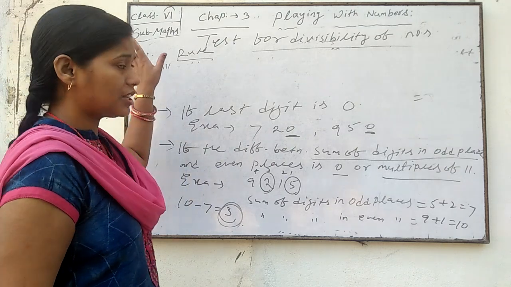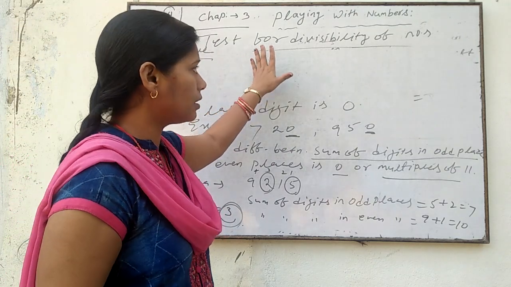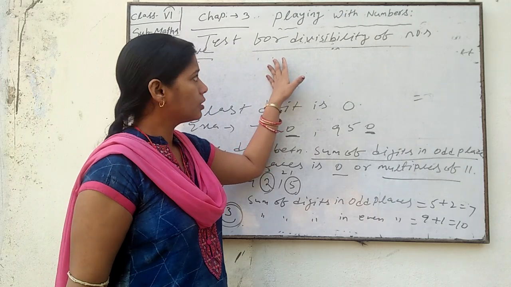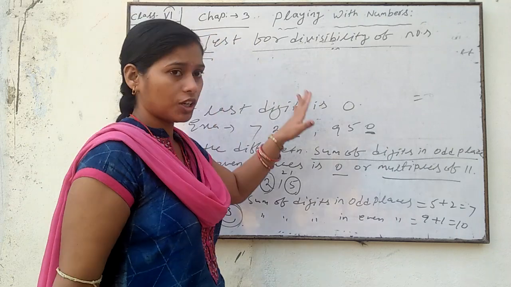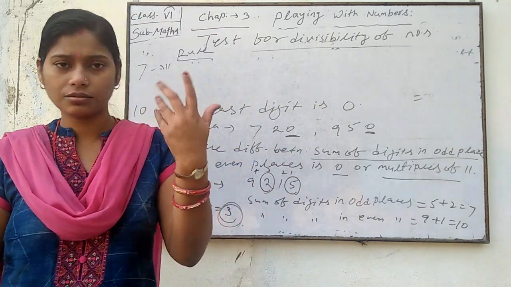So these are the rules for 11. It means your tests for divisibility of numbers. Okay, thank you. Now you complete your chapter 3. We will discuss the next in the next video.